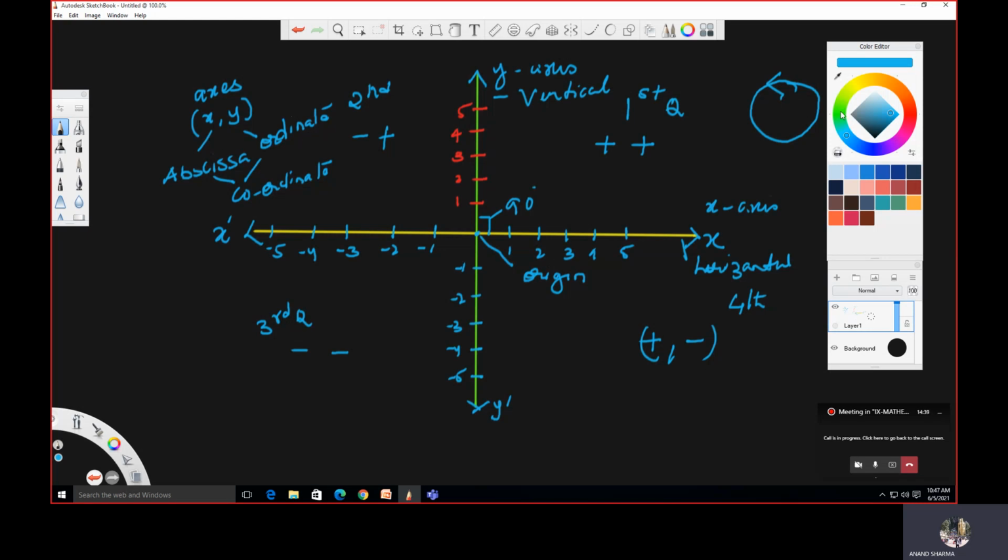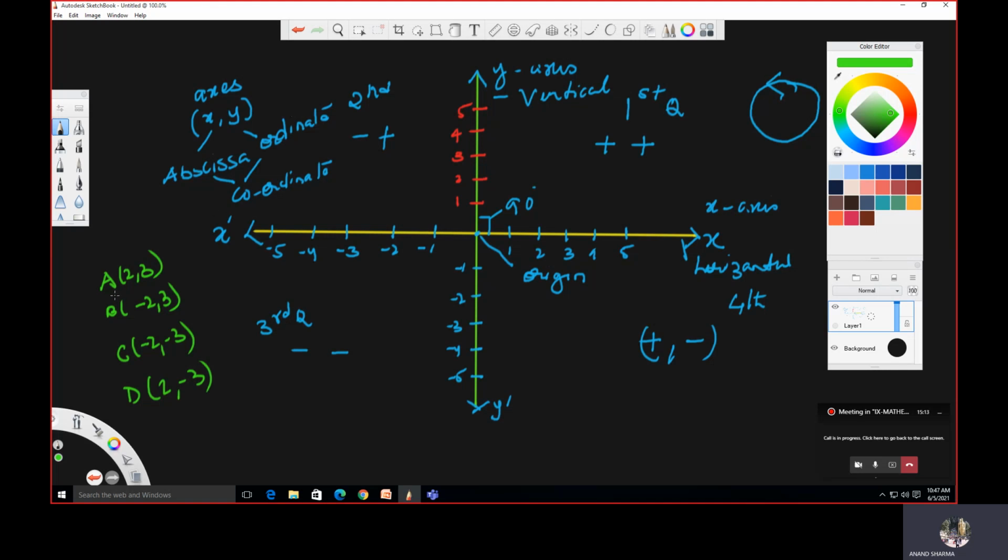Now let's say if I give one question to you, plot the points, let's say A (2, 3), B (-2, 3), C (-2, -3), and D, let's say (2, -3). Now, two types of questions shall we get. One is, I may ask after giving the numbers like this, which quadrant do these numbers or this point belong to?